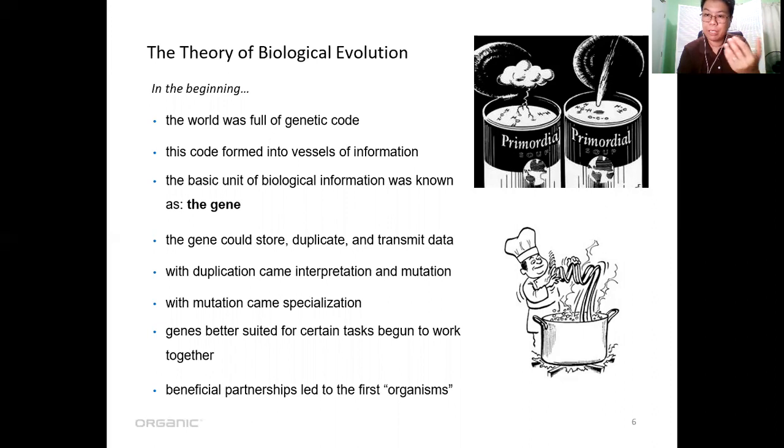The gene is the makeup of our DNA, right? The gene could store, duplicate, and transmit data. After duplicating came interpretation, and then mutation begins. With mutation came specialization, and it split up again. These genes became better suited for certain tasks and began to work together. So again, there's a series of integration, and eventually it became beneficial partnerships, which led to the first organisms.